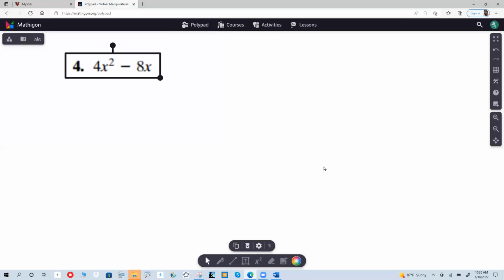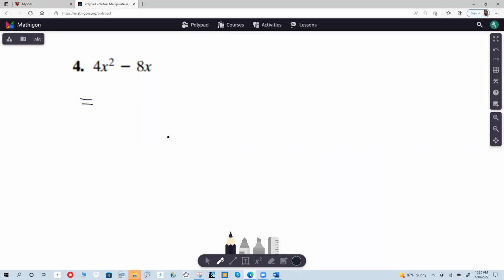This one, I need to factor out. So when we say factorize, that means I'm going to write it as a product of 2 terms, 2 expressions. So I can factor out 4x. I will have an x inside. If I pull out 4x, I will get 2, and that's your answer. That's your number 4.